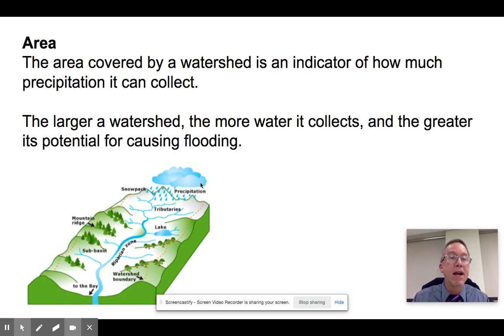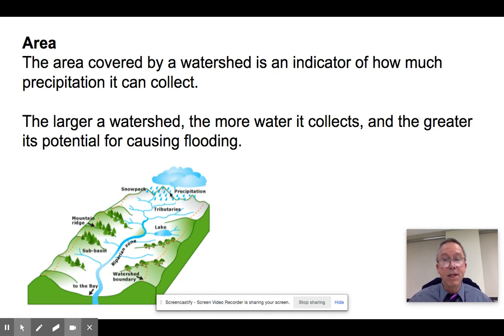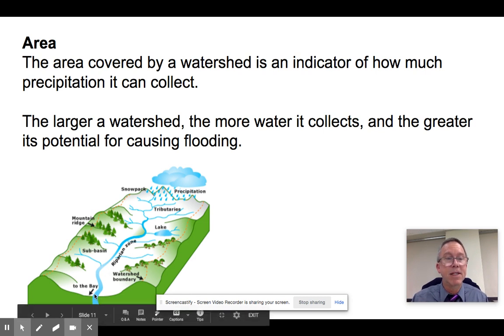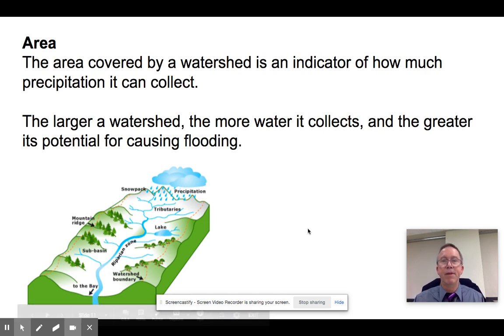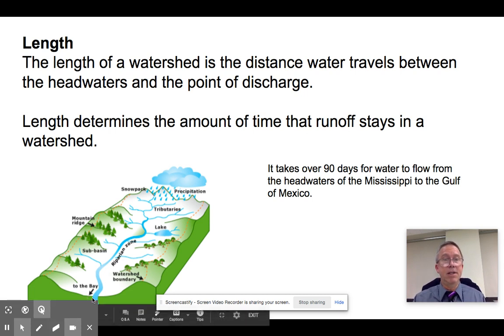Obviously, the more area it has, the more water it can collect because there's a bigger region to pick up. So let's just say 1 centimeter of rain falls in this area. Well, the bigger the area is, the more centimeters of water you collect, the more that passes out through its discharge point. Length. Well, the longer a watershed is, the more water it can accumulate, and therefore the more water that comes out at its discharge point.